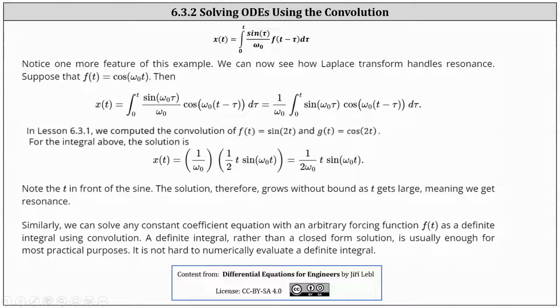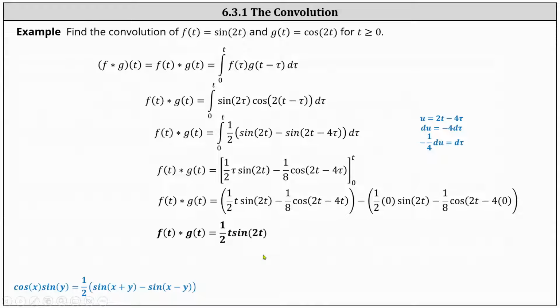Recall in lesson 6.3.1, we computed the convolution of f of t equals sine 2t and g of t equals cosine 2t. And let's go back and take a look at that work. Here's the work for the convolution of f of t and g of t when f of t equals sine 2t and g of t equals cosine 2t. Notice the convolution is equal to 1/2 t times sine 2t.